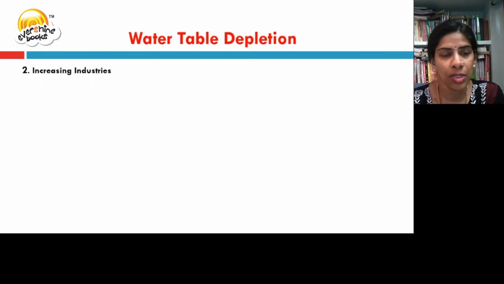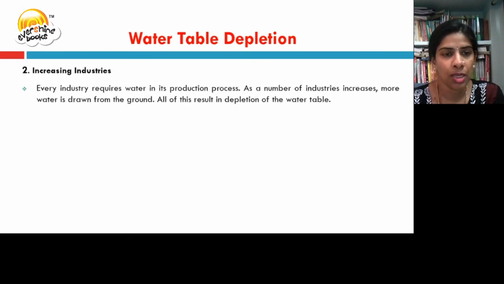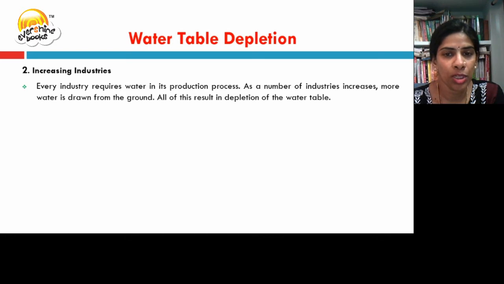The second reason is increasing industries. Every industry requires water in its production process. So when the number of industries increases, the water drawn is also more. This also results in the depletion of the water table.